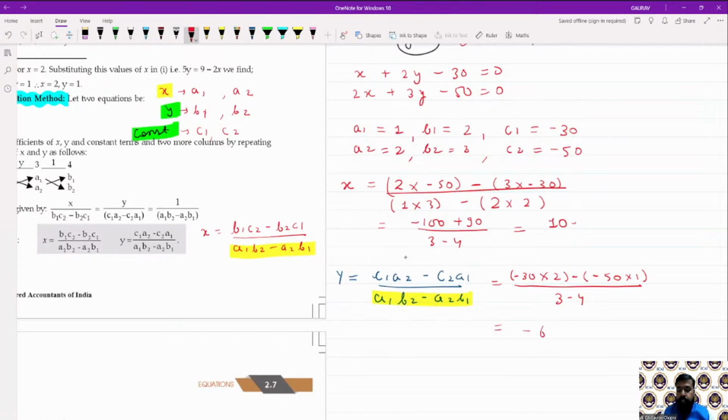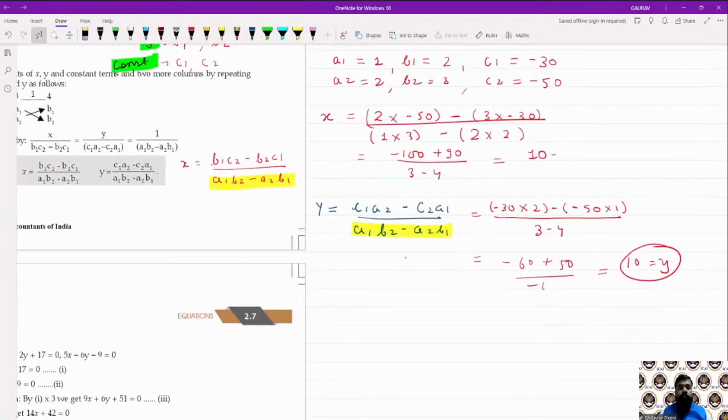So minus 60 plus 50. So how much are we getting? Minus 10 by minus 1, that is 10. So the value of y is also 10. All right. So this is the value of x and y. So we can use any method to solve the equation.